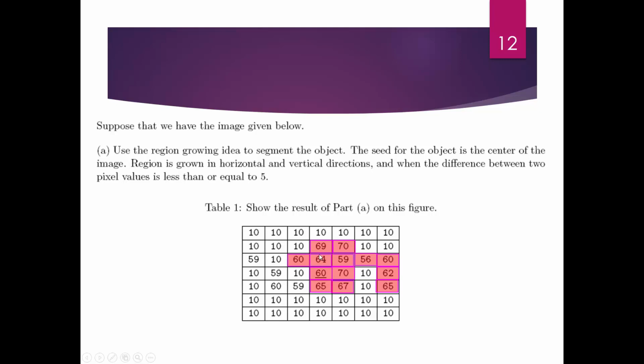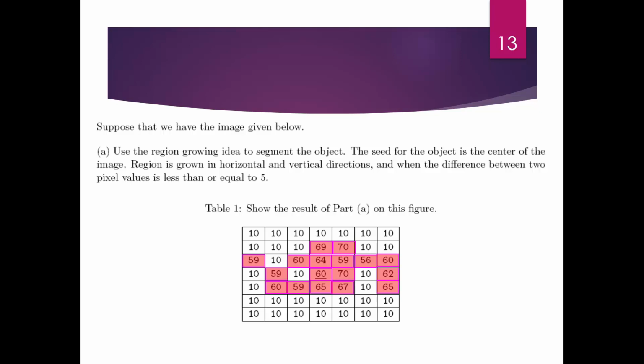If we are using 8 connectivity, then all those diagonal pixels whose intensity difference is less than or equal to 5 are going to be connected. So this figure represents 8 connectivity, and the predicate is intensity difference less than or equal to 5.